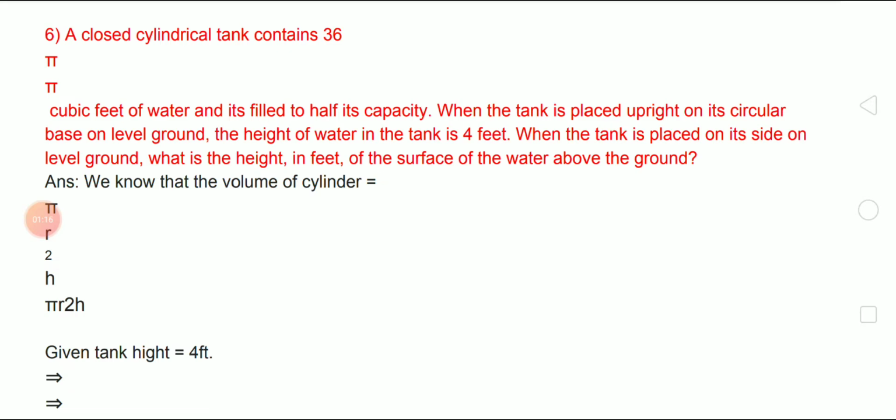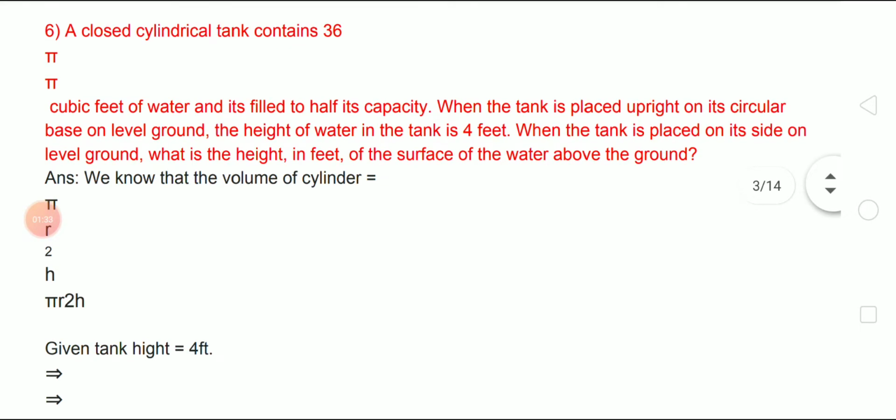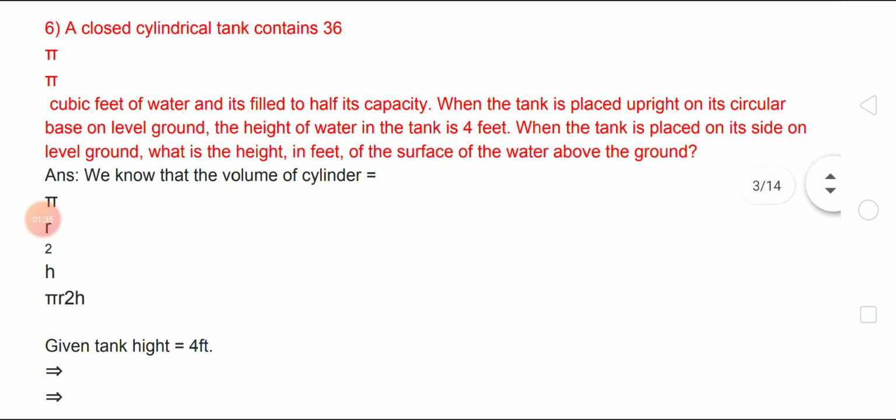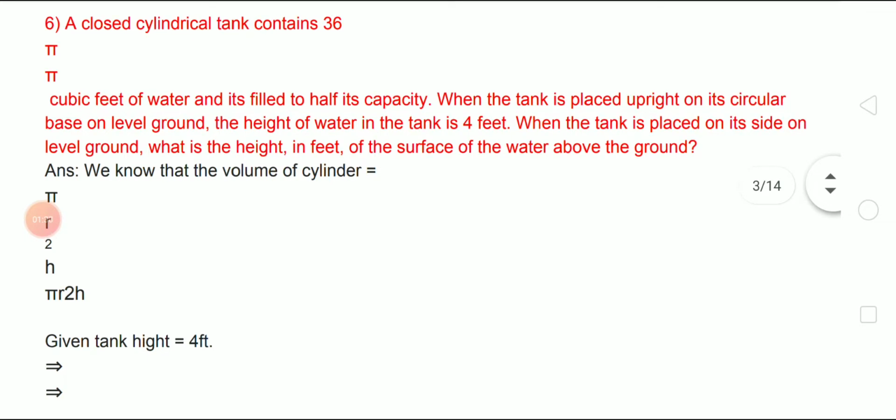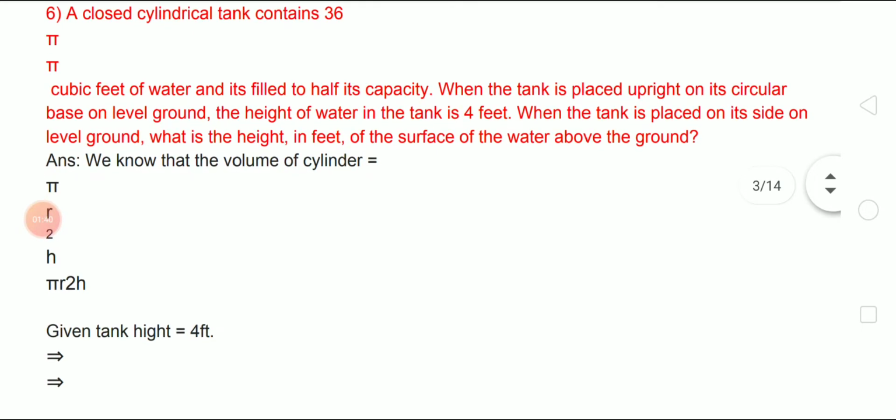Okay, here a closed cylindrical tank contains 36 cubic feet of water and it's filled to half of its capacity. When the tank is placed upright on its circular base on level ground, the height of water in the tank is 4 feet. When the tank is placed on its side on the level ground, what is the height in feet of the surface of the water above the ground?